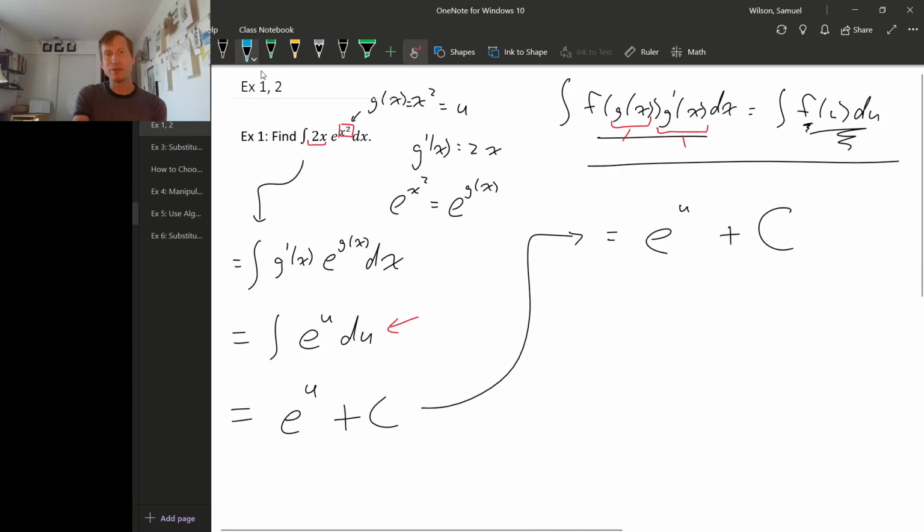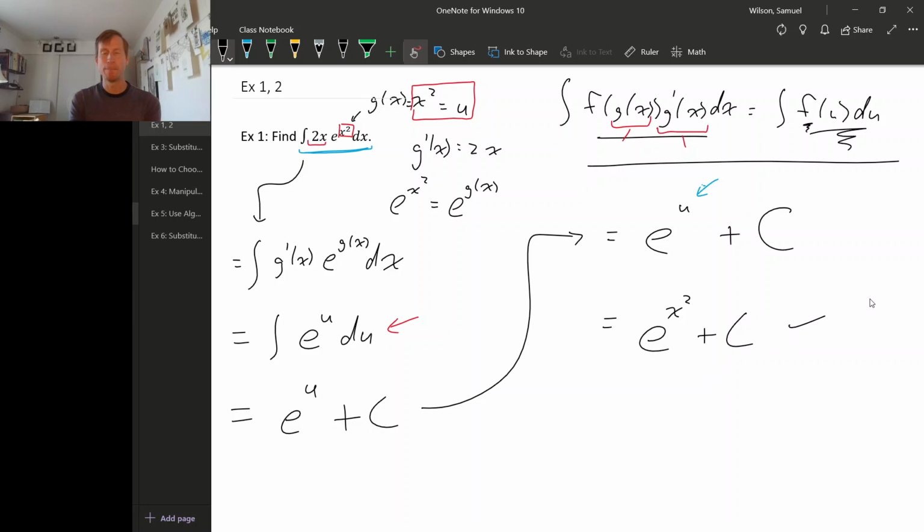But if you look back at where we started with a function of x, right? An antiderivative of a function of x should produce a function of x. But here we have a function of u. So what we need to do is undo the substitution to get back to x's. And right, u is defined right here, so we can undo the substitution to get back to our x's. So u is x squared, so this is e to the x squared plus a constant. And there we are, we're done.